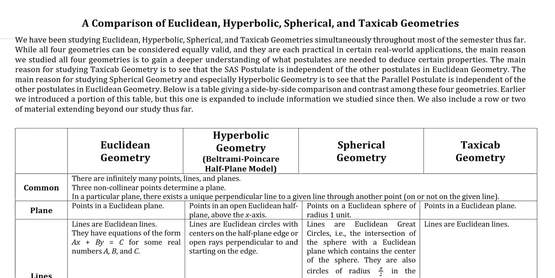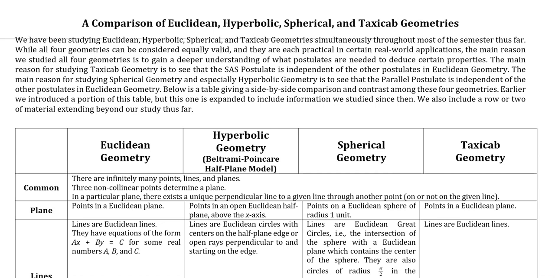But if you've been following all of my videos, like my college geometry students, you will see that we have been studying Euclidean, hyperbolic, spherical, and taxicab geometries simultaneously throughout most of the semester thus far. And while all four geometries can be considered equally valid in some way, and they are each practical in certain real-world applications, one of the main reasons why we have studied all four geometries is to gain a deeper understanding of what postulates are needed to deduce certain properties.